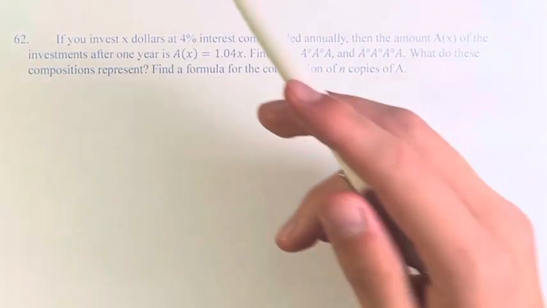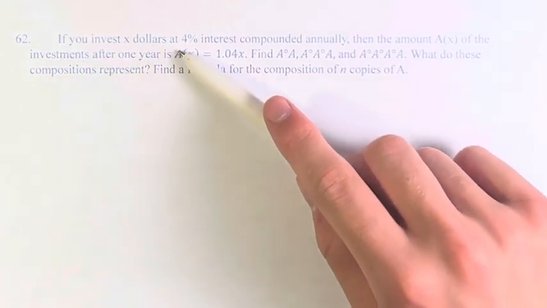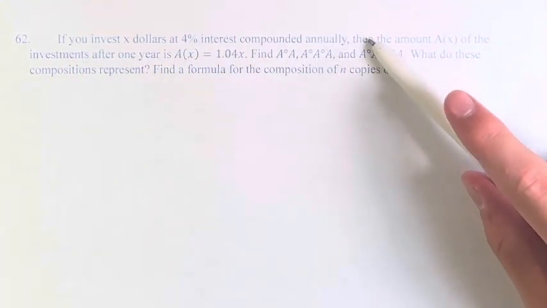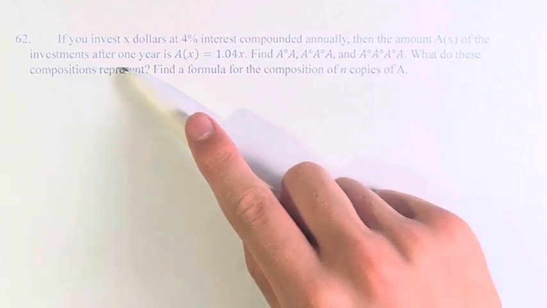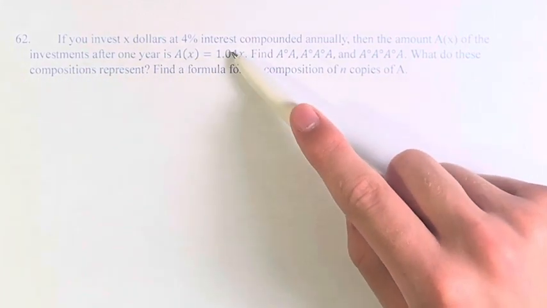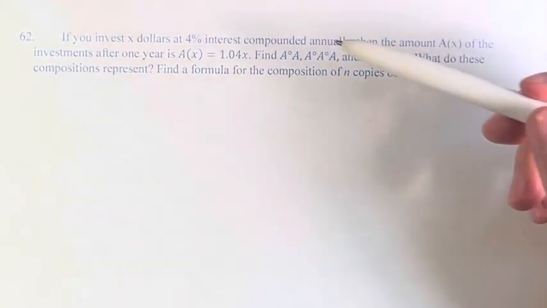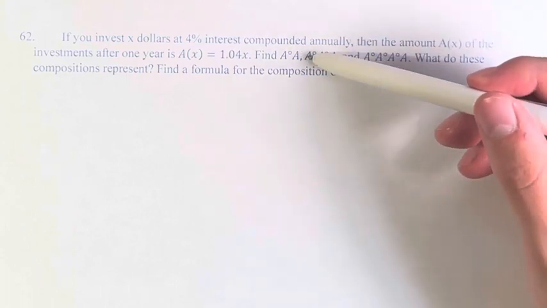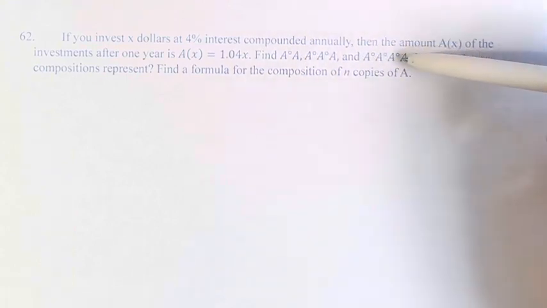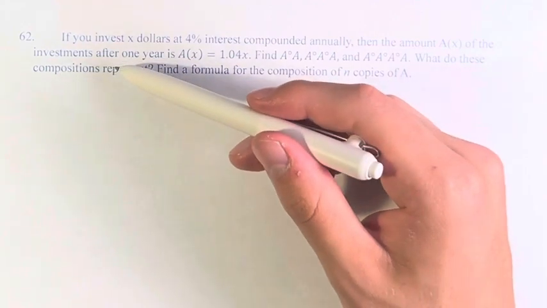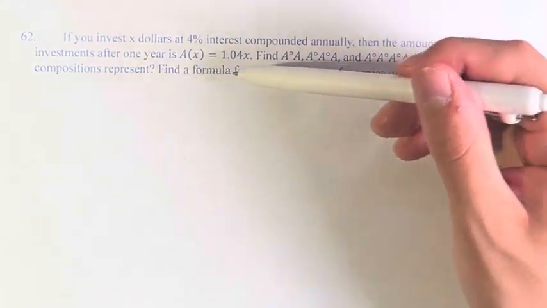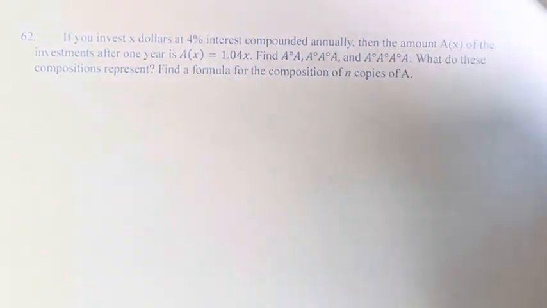In this problem, you're told if you invest X dollars at 4% interest compounded annually, then the amount A of X of these investments after 1 year is A of X is equal to 1.04X. We're asked to find A of A, A of A of A, and A of A of A of A. We're asked what do these compositions represent, and to find a formula for the composition of n copies of A.